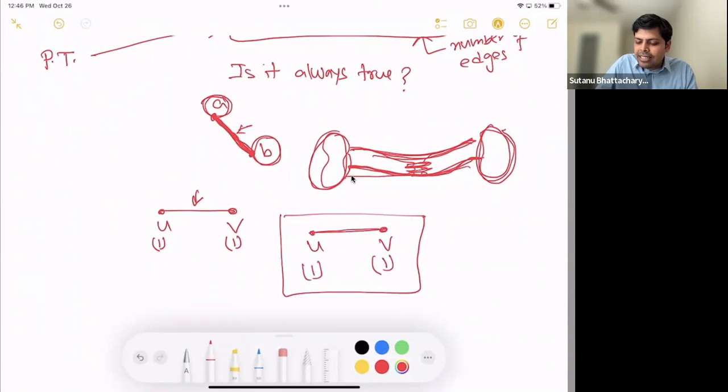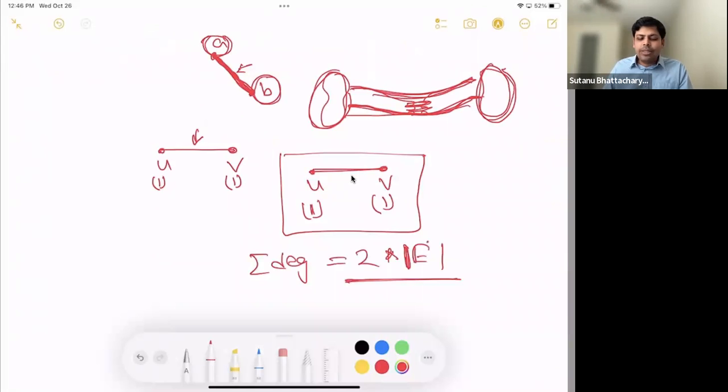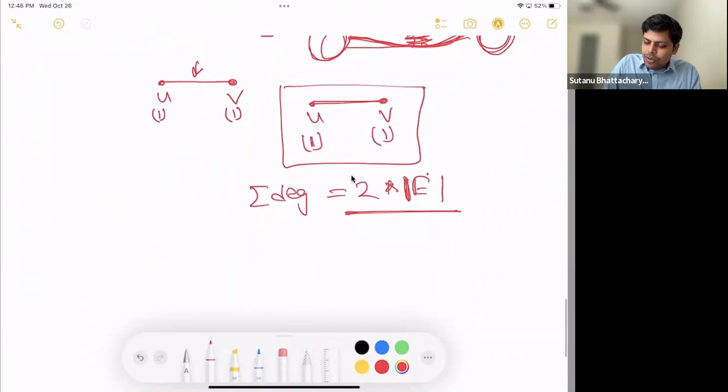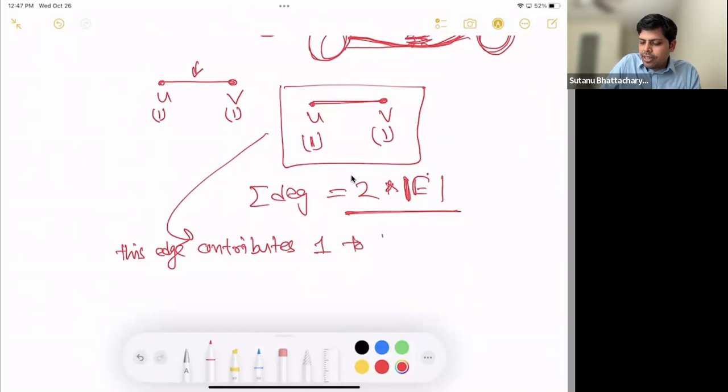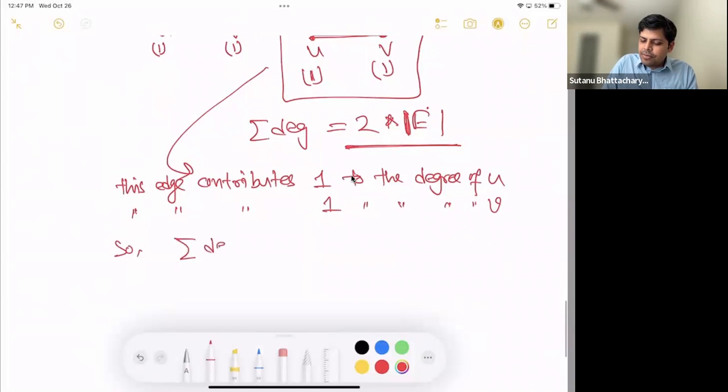So this is a very simple graph, and here you can see there is only one edge, but it contributes 1 degree to U, another degree to V. So every edge contributes 2 degrees. That's why summation of degrees would be 2 multiplied by number of edges, because every edge will contribute 2 degrees. So it is always true. So we can write that this edge contributes 1 to the degree of U, also this edge contributes 1 to the degree of V. So summation of degree equals 2 multiplied by number of edges.